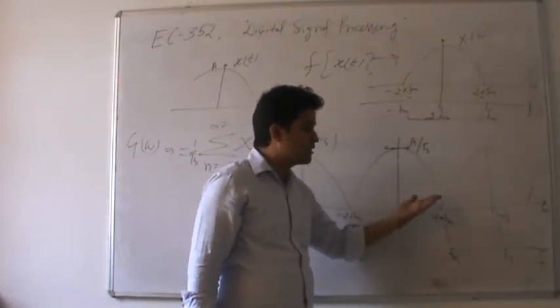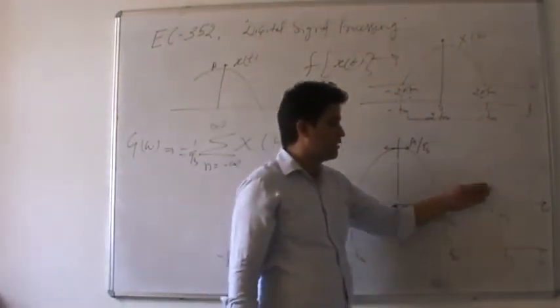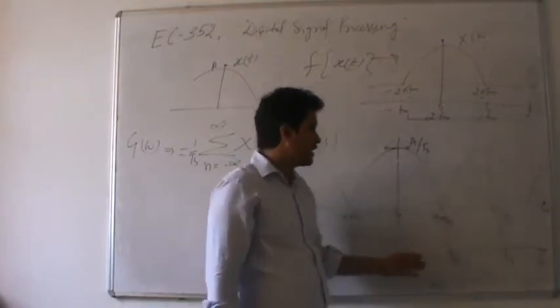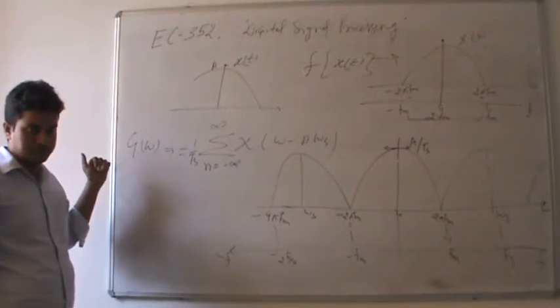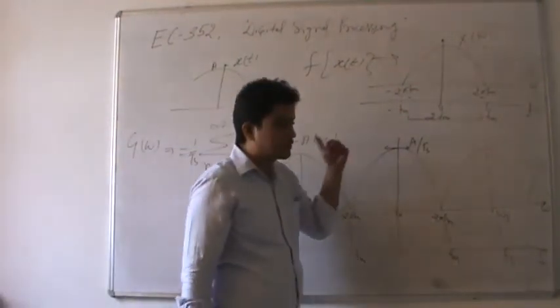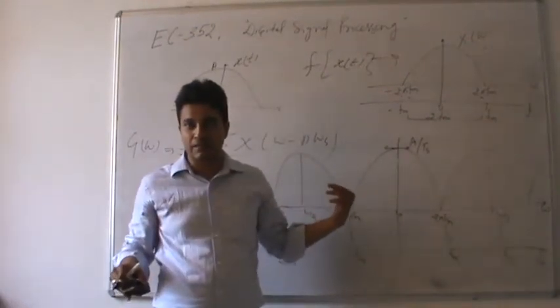The second time it is repeating itself because of this equation, because of this n. When n equals 1, it will repeat and this will create this part. N equal to 2 will create the next part, n equal to plus 1 will create this part, n equal to plus 2 will create this part, and so on. This is called the repetition of the signal. I have multiplied it with the impulse train, and because of that the frequency spectrum we are getting is this.